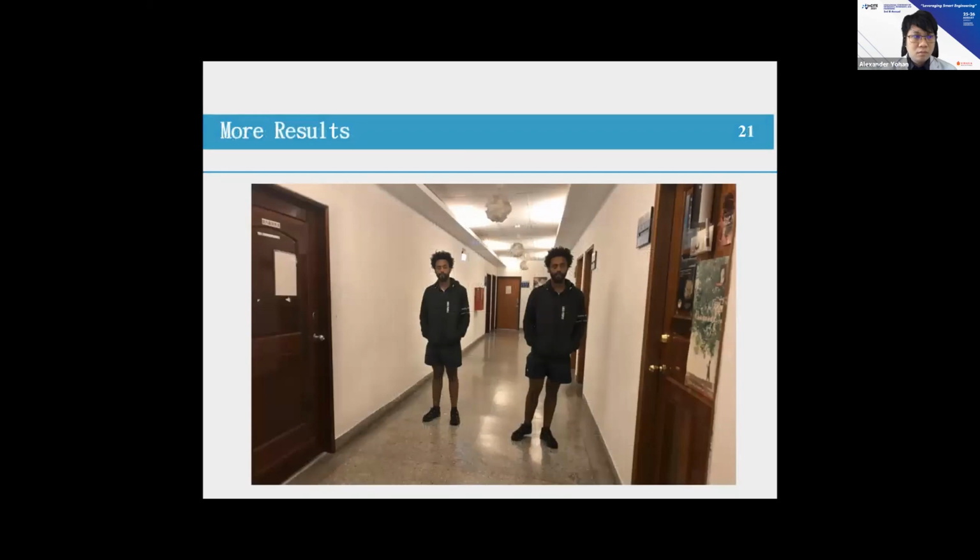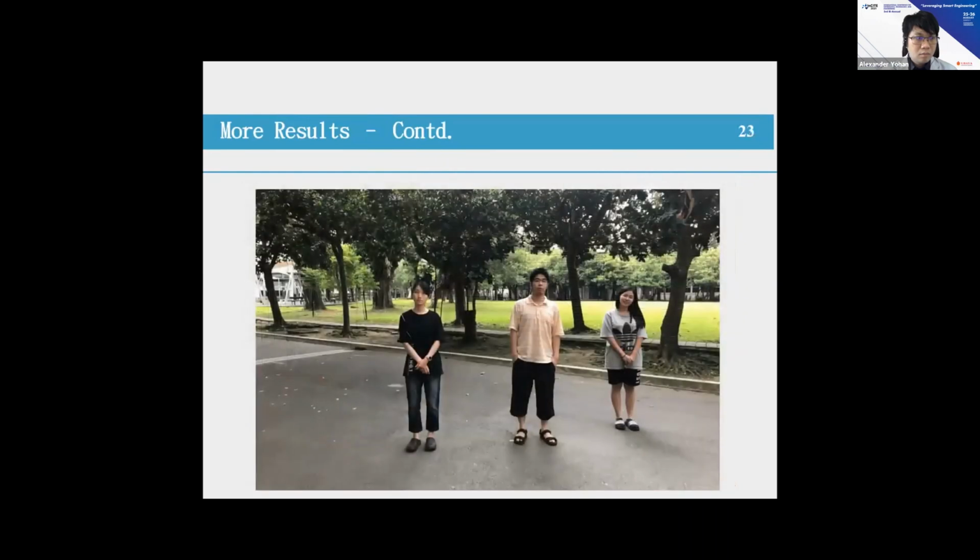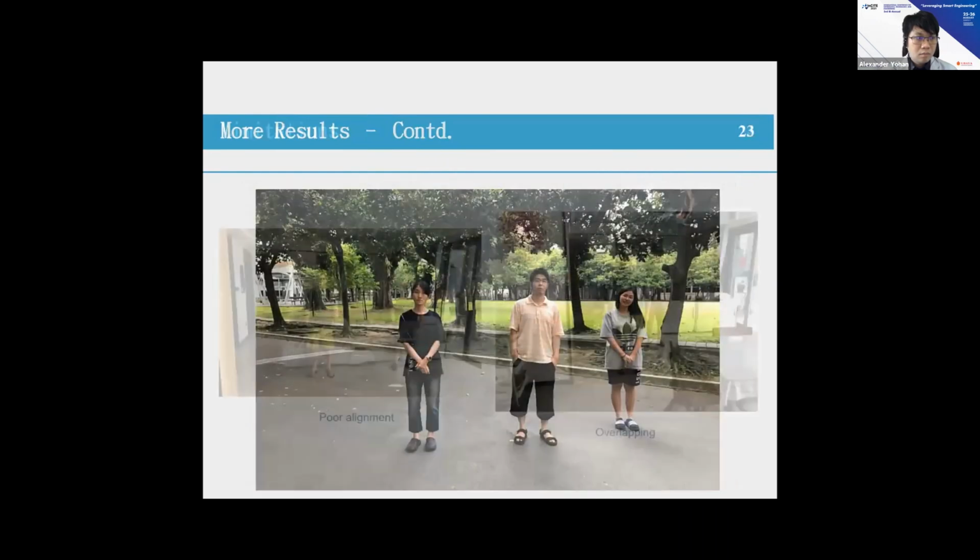Okay, so now you can see that there are some more images generated. For this one, the same person appeared twice, and here the same person appears 3 times. I think you can notice that there are very complicated shadows and reflections, and our system can still handle them well. And more images.